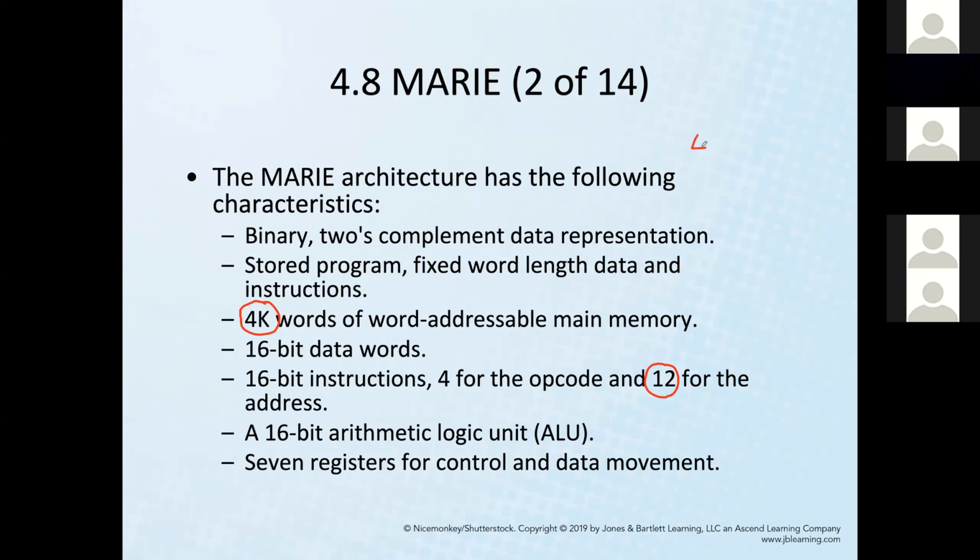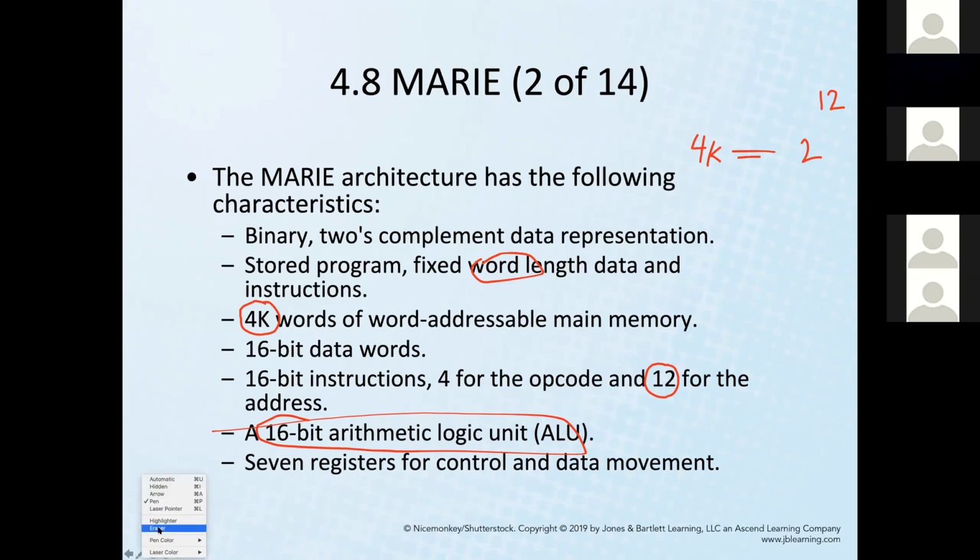So we need 12 bits to address the memory. Why is the ALU 16-bit? Because each memory location is 1 word and 16 bits. So data is 16-bit, so the ALU should be able to do some processes on those 16 bits. So the size of the ALU also should be 16 bits.